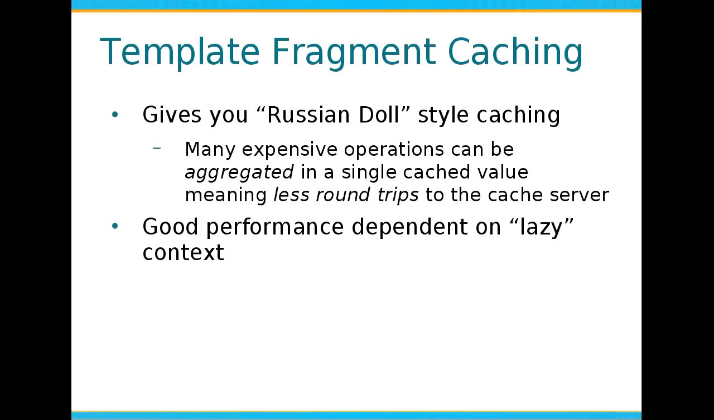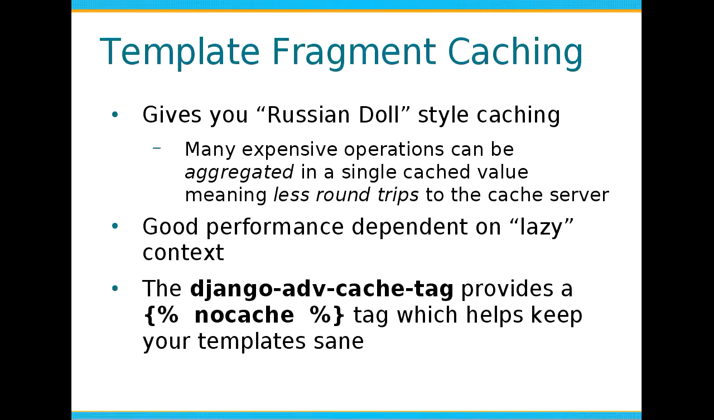So templates and template fragment caching, it only really works if you're using lazy context. So we'll go into lazy context in a minute, but it's really, really important. The Django add cache tag provides a no cache tag and also provides an improved implementation of the cache tag. So I'd suggest you go and look at that package.